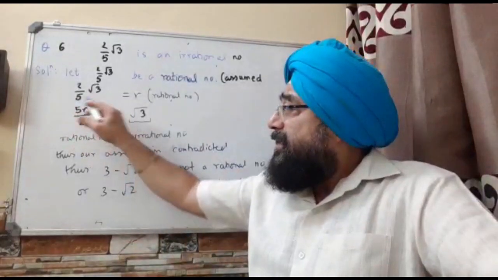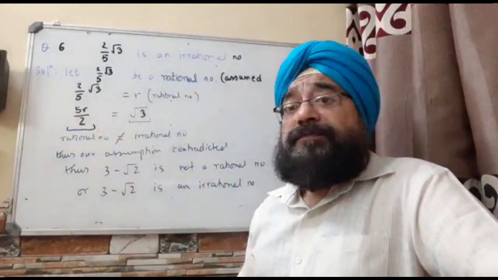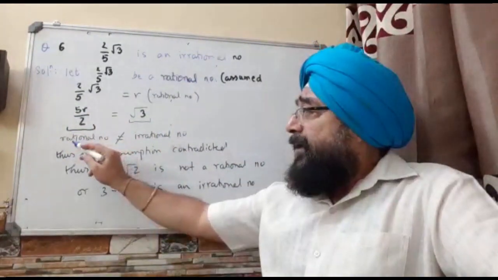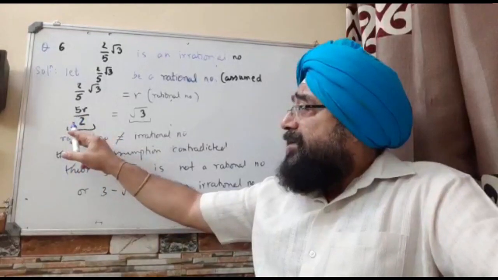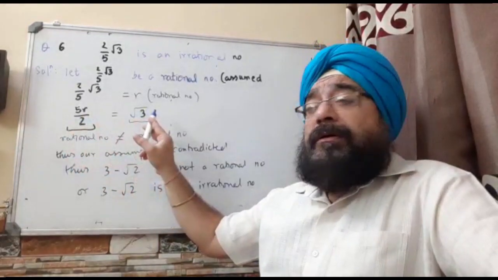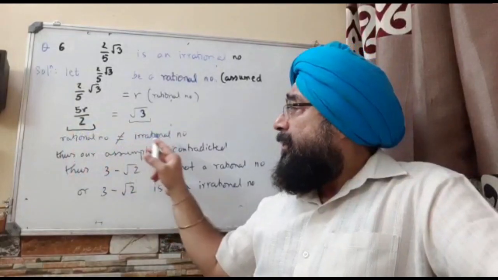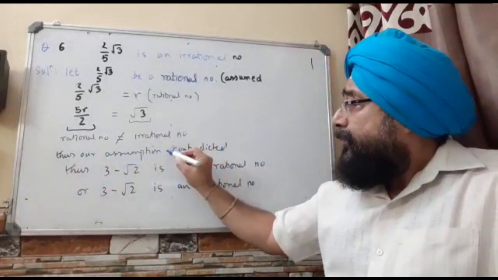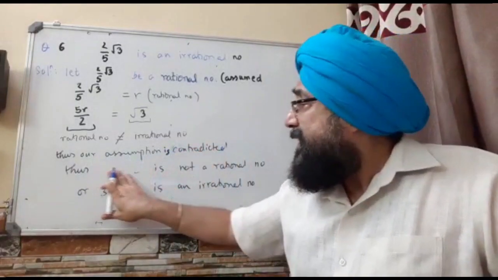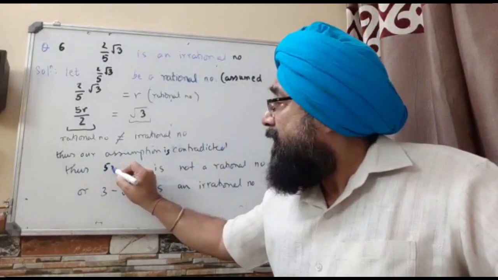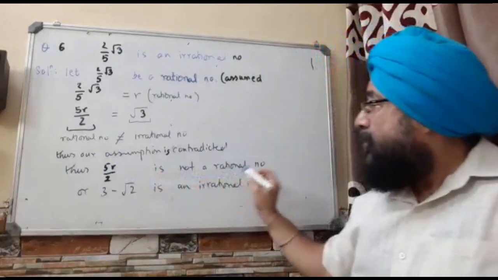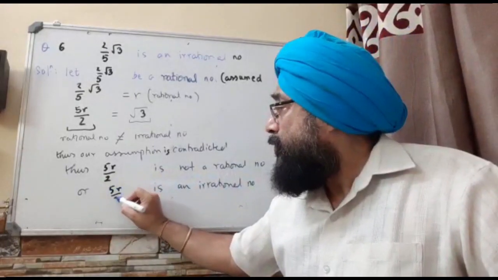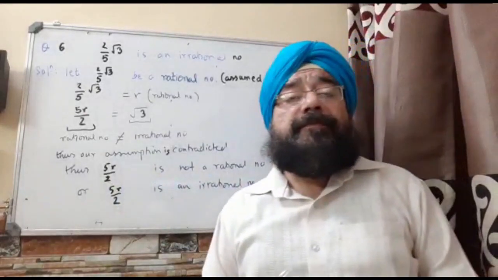Therefore, this side is a rational number, while root 3 is an irrational number, and therefore we get a mathematical statement wherein a rational number is equal to an irrational number. But a rational number cannot be equal to an irrational number. Thus, our assumption is contradicted, and thus we can say that 5R upon 2 is not a rational number, or I can say that 5R upon 2 is an irrational number.